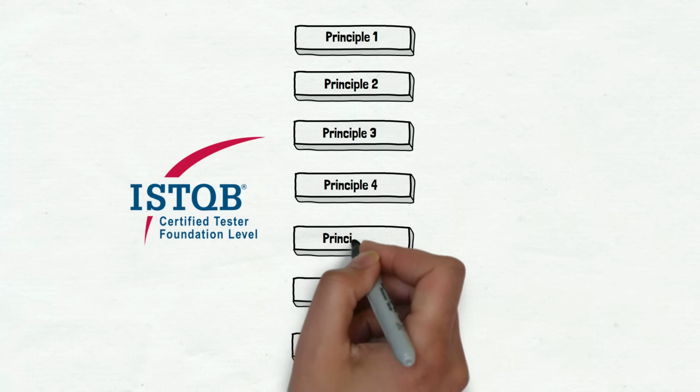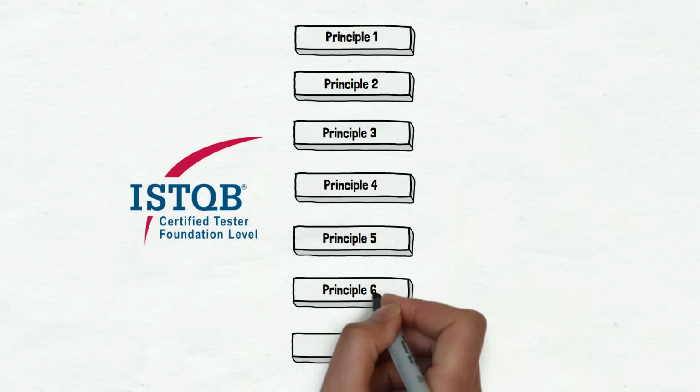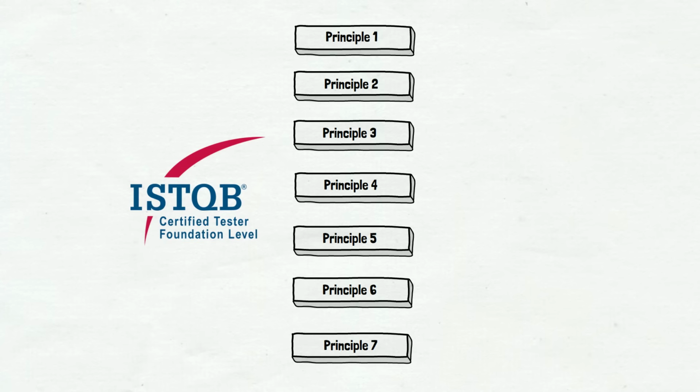According to the ISTQB, there are 7 principles that should be considered when developing the testing strategy for a software project or product. Knowing how to spot these principles and how to take advantage of them will make you a better tester. So, what are these principles?